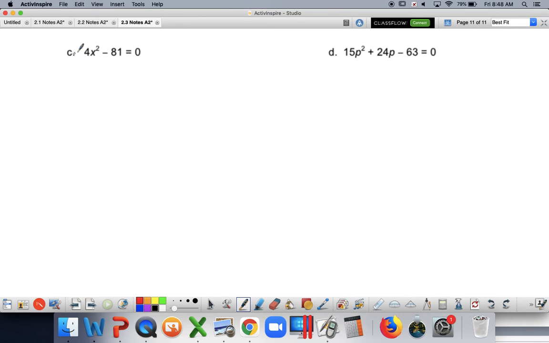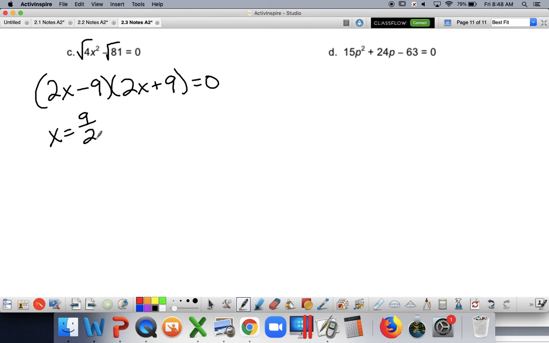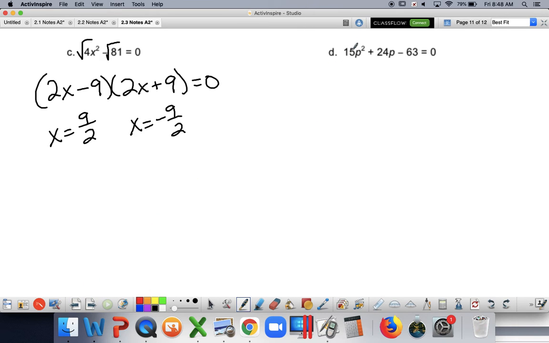Oh, same thing on this one. Got a nice square root here. So I got 2x minus 9, 2x plus 9. I get x equals positive 9/2, and x equals negative 9/2. All right, let's see, is this our last one here? Yep, here's our last one, and boy, is it a doozy, huh? Let's see if we can take out a GCF first.